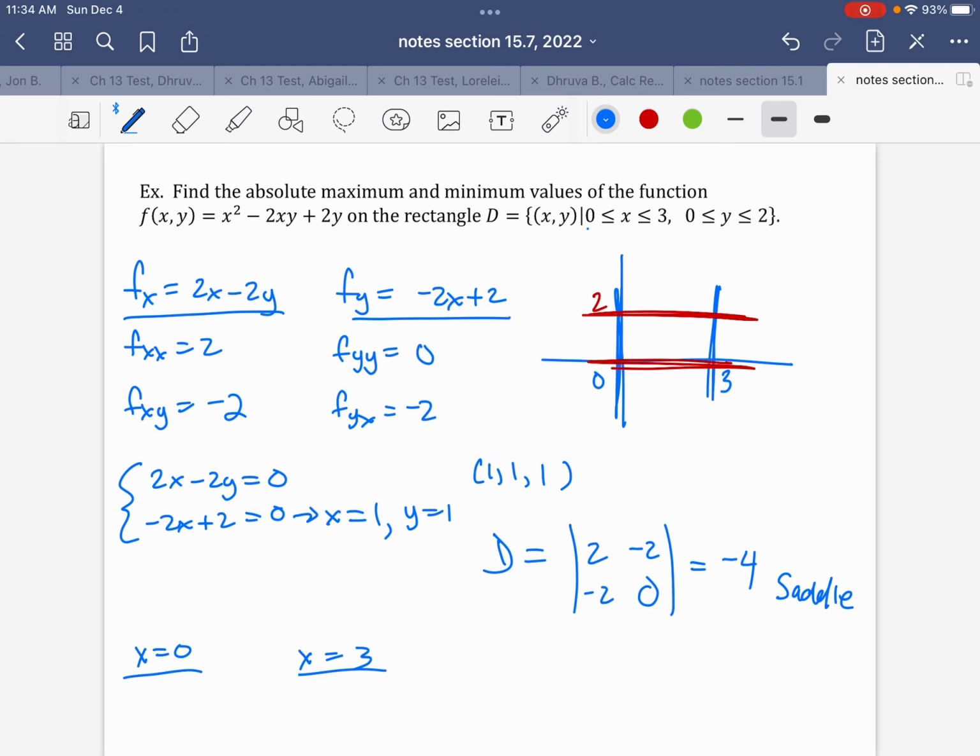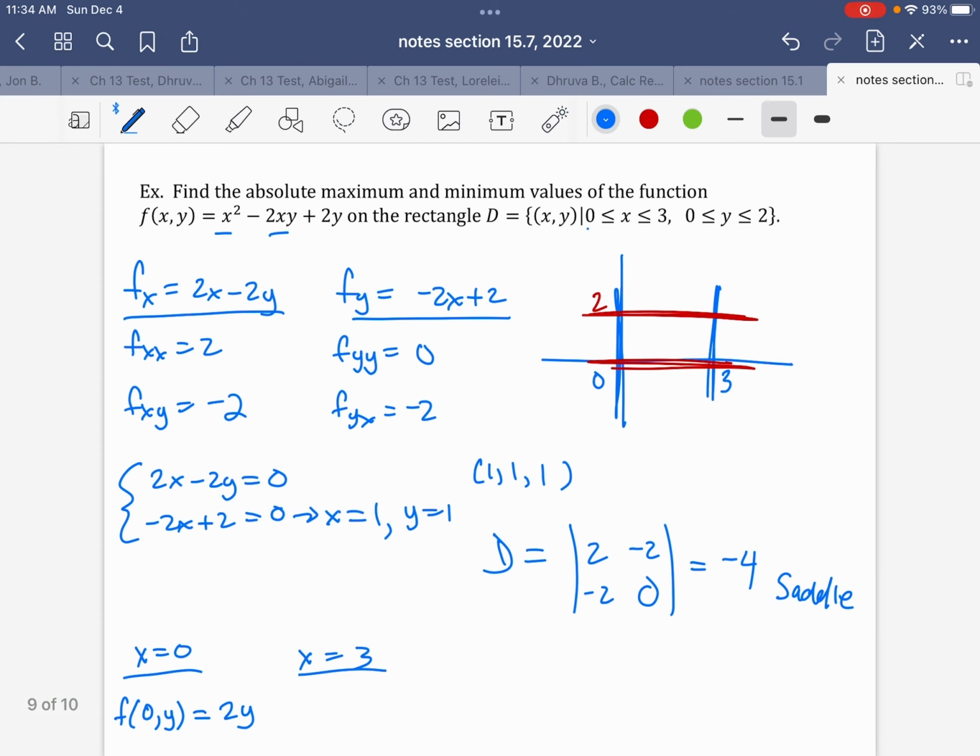All right, so when x equals 0, I can literally put 0 in for x right here because I'm always letting x be 0. So I plug 0 in for x into my function, and I still have my regular y's. If I did that, I would get 2y. And so that was that line that we saw.